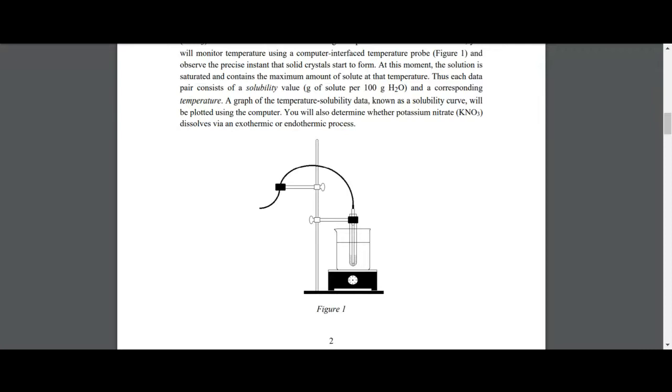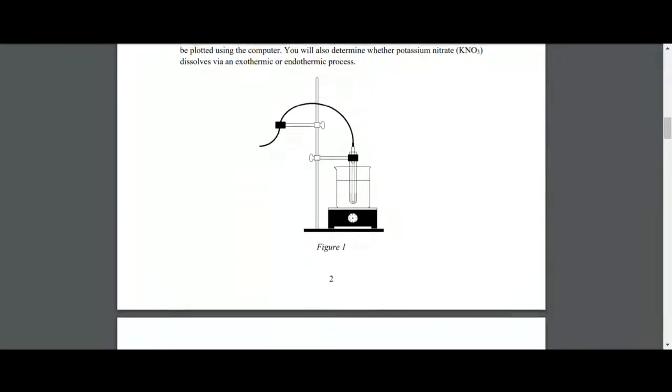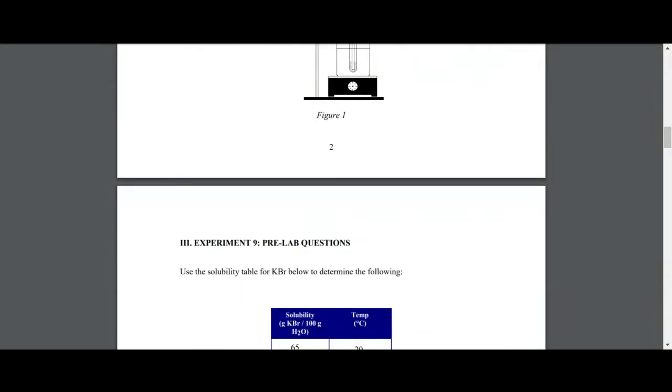So you can actually perform an experiment to see that at higher temperature, more of the sodium or potassium nitrate stays in the solution. At lower temperature, it comes out of the solution because the solution gets saturated.